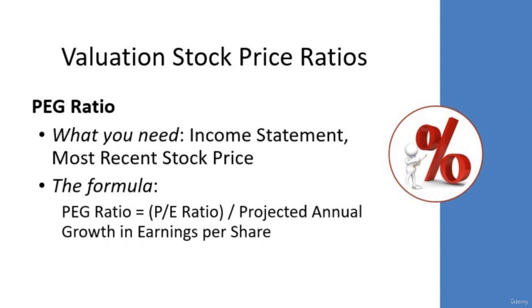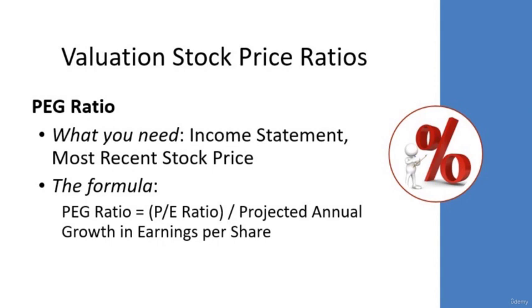And thus was born the PEG ratio, or price to earnings with growth, is another way to think of it, but it's more commonly known as the PEG ratio. And those are things you get off the income statement and the recent stock price. And the formula is you're taking that PE ratio, just like we did. You take the PE ratio, the final number of that price to earnings ratio, and you're dividing that by a projection. So it's an estimate, but it's a projected annual growth in earnings per share.